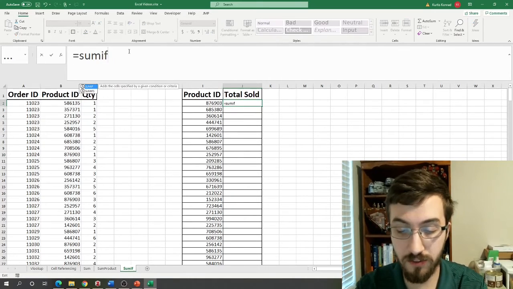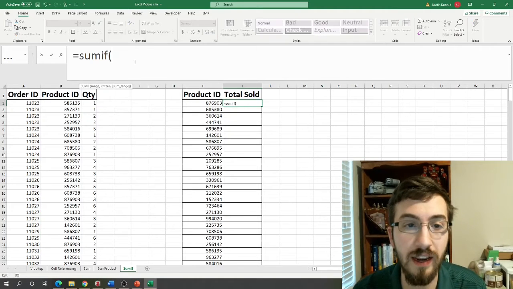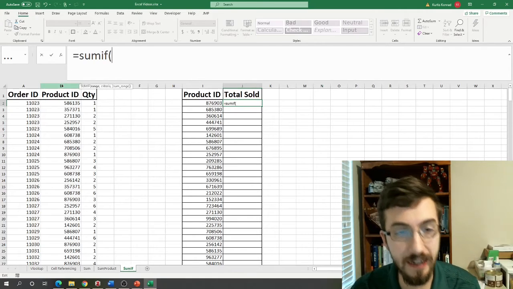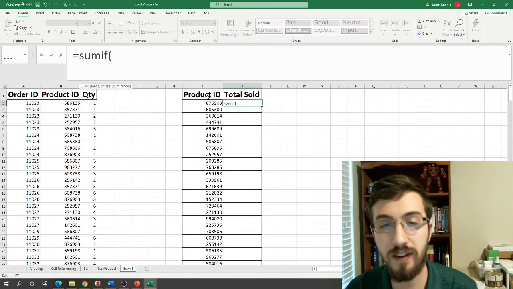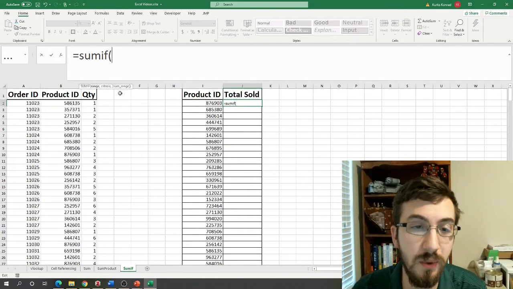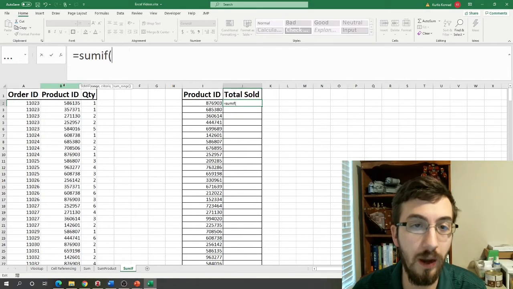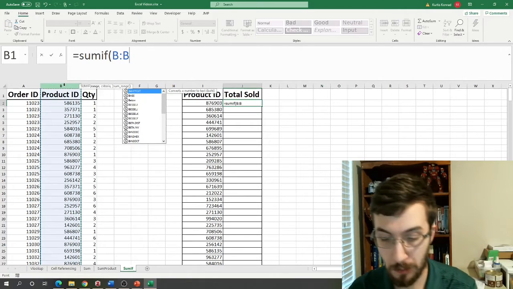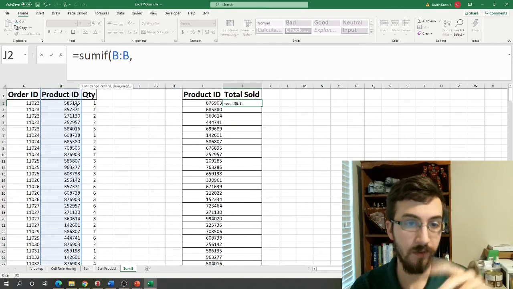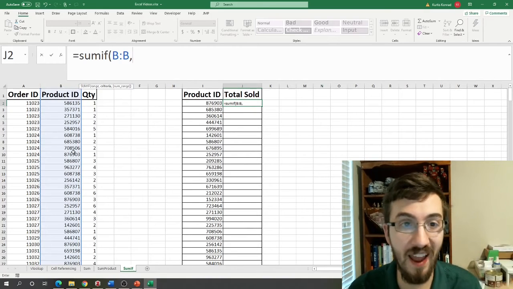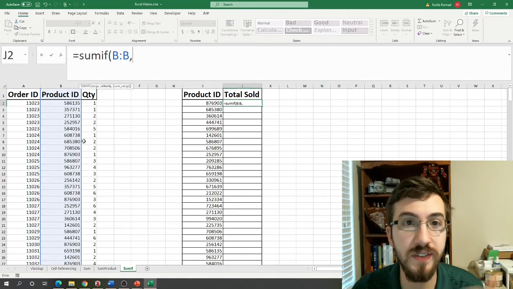So we type equals SumIf, and what we want is to see, does column B equal our product ID, and if it does, we want to sum up column C. I'm going to click on B, and notice I didn't click on the cells, I just picked the whole column. That way, if we add another order, it's still working right.